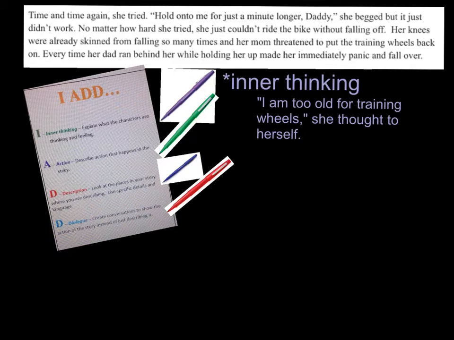Let's take a look at action. The action in this scene would be, every time her dad ran behind her while holding her up made her immediately panic and fall over. So I don't need to add any more action. Let's look at description. Turn and talk with your partner to see if you found any description in my story. I know I saw her knees were already skinned from falling off so many times. That part described what her knees looked like.